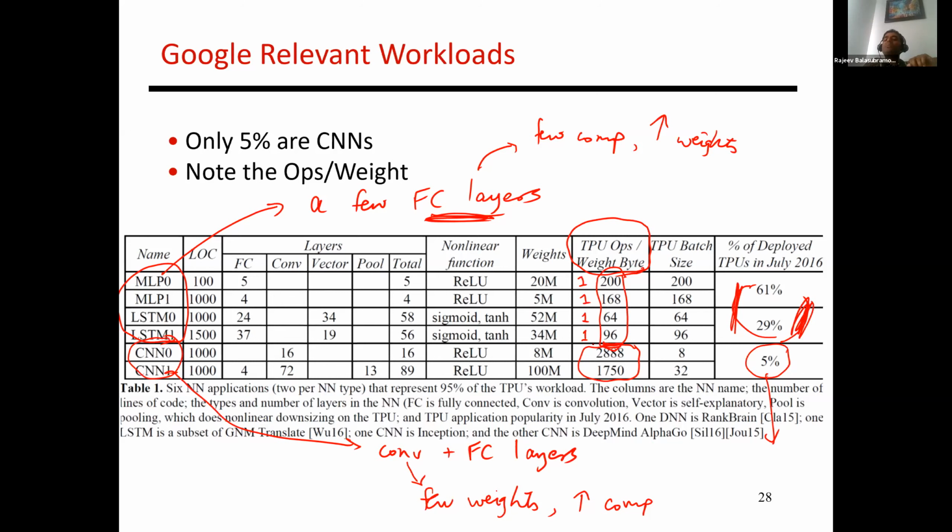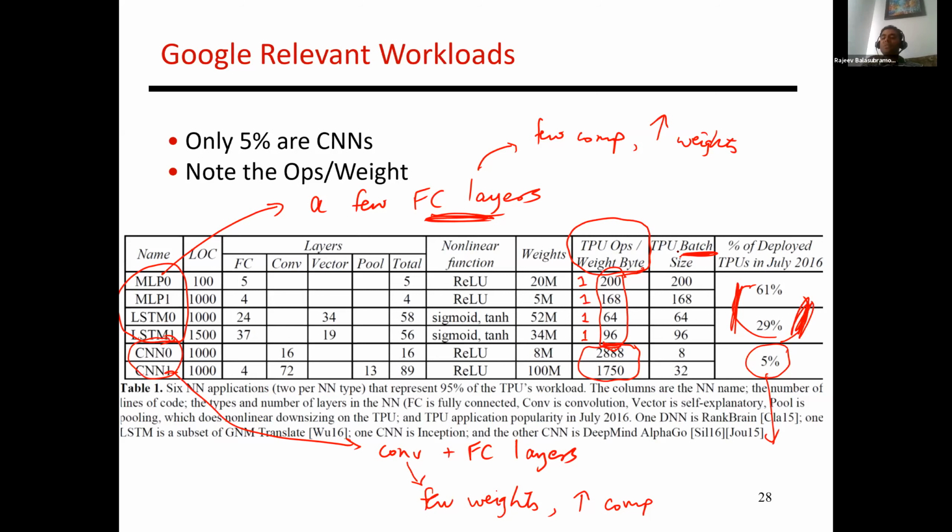One way to overcome that problem is to use what is called batching, which says: don't just work on one image at a time, let's work on 200 images at a time, right? So there are 200 images being processed in parallel, going through one layer to the next. And so when you bring in a weight, I use it not only to do the classification of that first image, I also use it to do the classification of all the other 199 images as well.